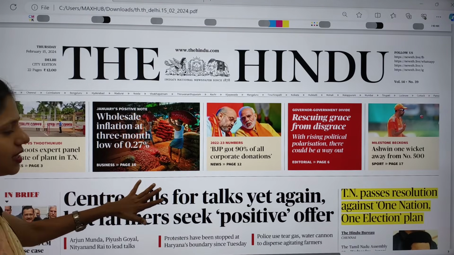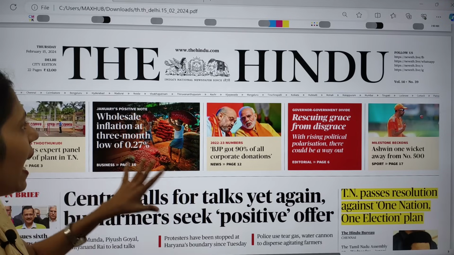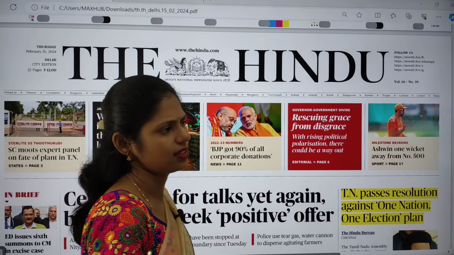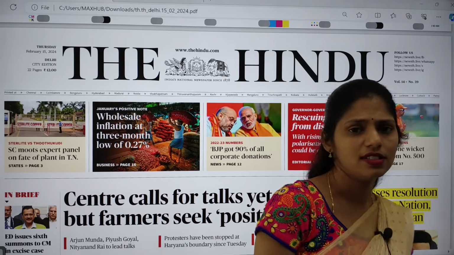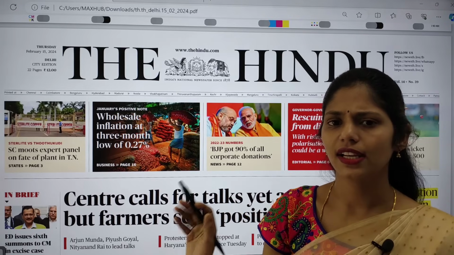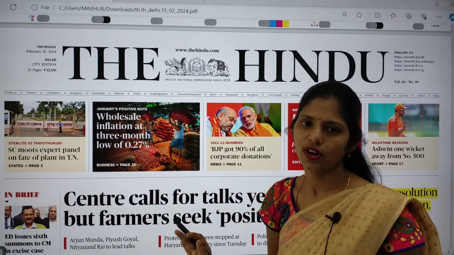Now let us see the PDF of The Hindu, and I am taking the Delhi edition. One more comment I got in yesterday's or day before yesterday's lecture is whether for UPSC preparation we have to read only this Delhi edition or not. No, it is not like that.